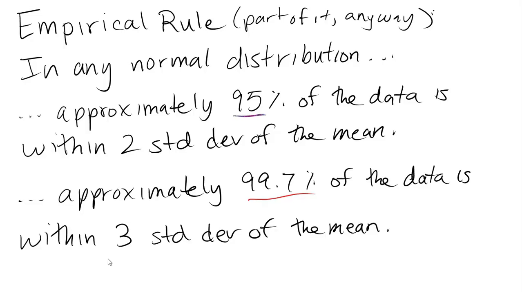Because we know that 95% of the data is within 2 standard deviations of the mean, and because we know approximately 99.7% of the data is within 3 standard deviations of the mean, we have the ability to assign a level of confidence to specific estimates. If we want a certain level of confidence, we just have to go a certain number of standard deviations away.